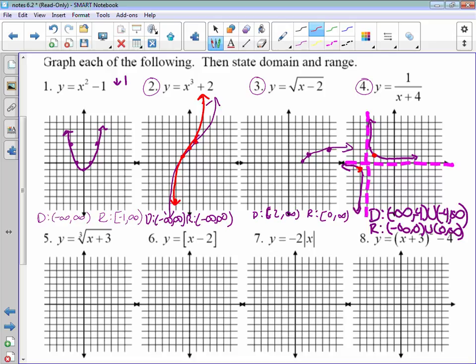Okay, guys, do you understand? I need more than just one point when you're graphing these. If you're only showing me one point and then just drawing a shape, that's not going to get you full credit on your class. Any questions so far?